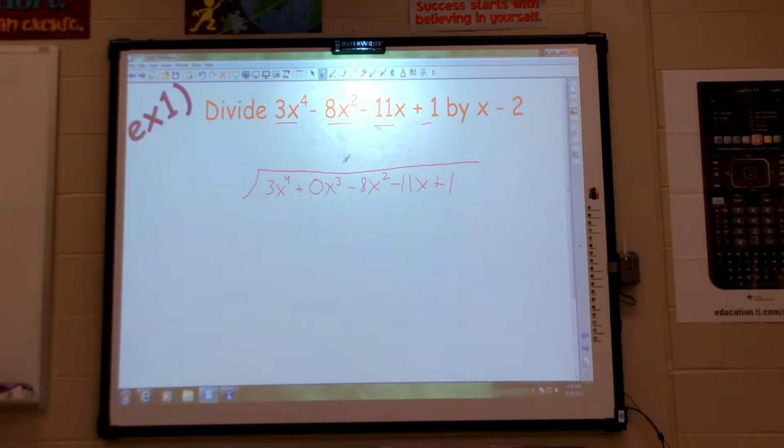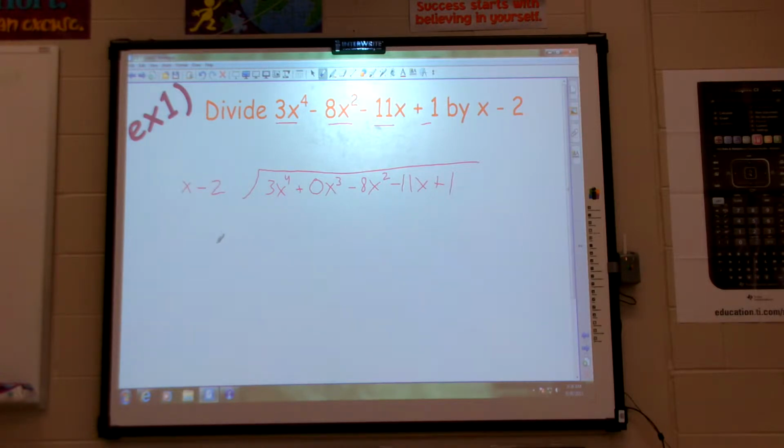You see I have every power accounted for now? 4, 3, 2, 1, nothing? You have to have every power accounted for in order. Why? Because we've got to line it up here later, and if I need an x cubed, I may not have one. You'll see why in a second. Now put x minus 2 here.